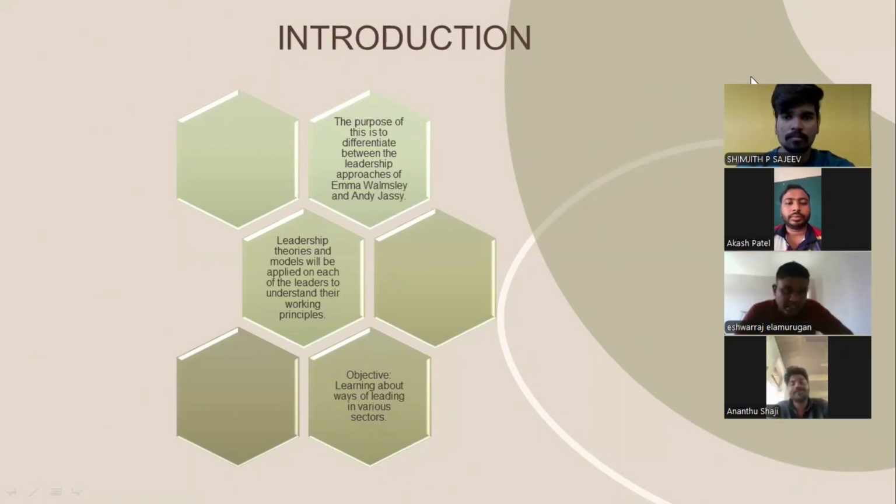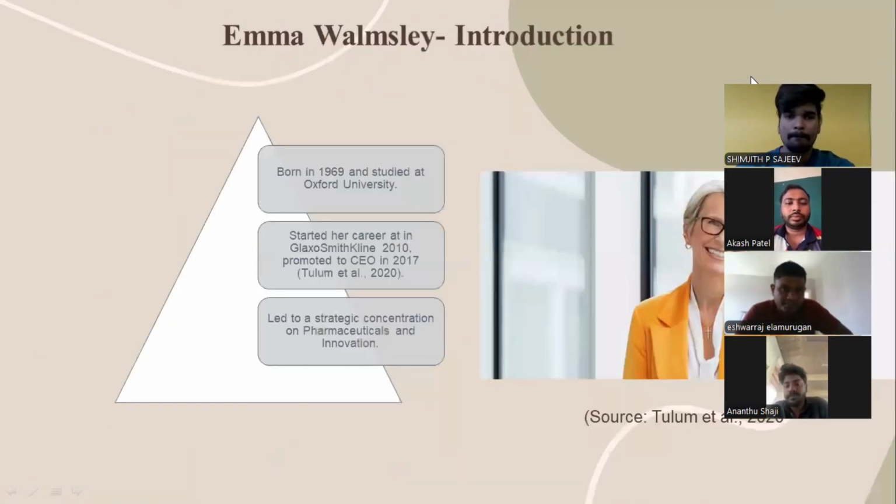And the next slide, we are going to present the Emma Walmsley introduction. She was born in 1969, studied at Oxford University and started her career at GlaxoSmithKline in 2010, and was promoted to CEO, serving from 2017 to 2020. She led the strategic concentration on pharmaceuticals and innovations, and the source is Tulum et al.